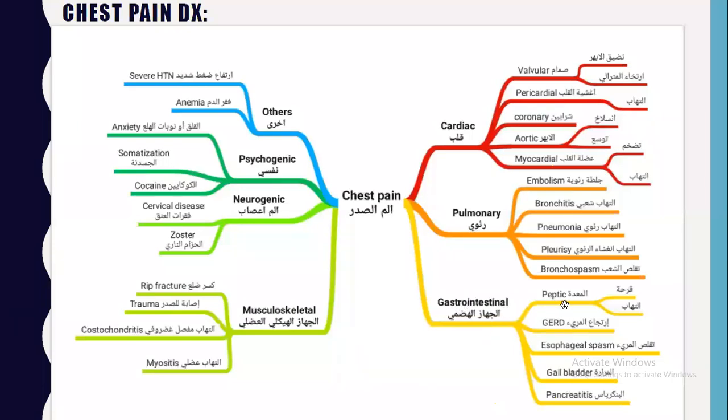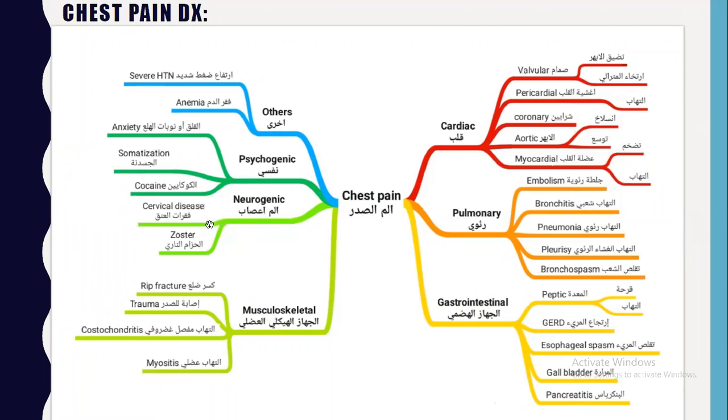Okay, gastrointestinal, we have peptic, ممكن يكون في قرحة والتهاب. GERD, esophageal spasm, gallbladder, pancreatitis. Okay, so this is gastrointestinal causes of chest pain. Musculoskeletal، ممكن يكون rib fracture، ممكن يكون trauma. تمام. ممكن يكون costochondritis، اوكي، التهاب مفصل الغضروف. تمام. ممكن يكون myositis. تمام. So this is musculoskeletal causes.